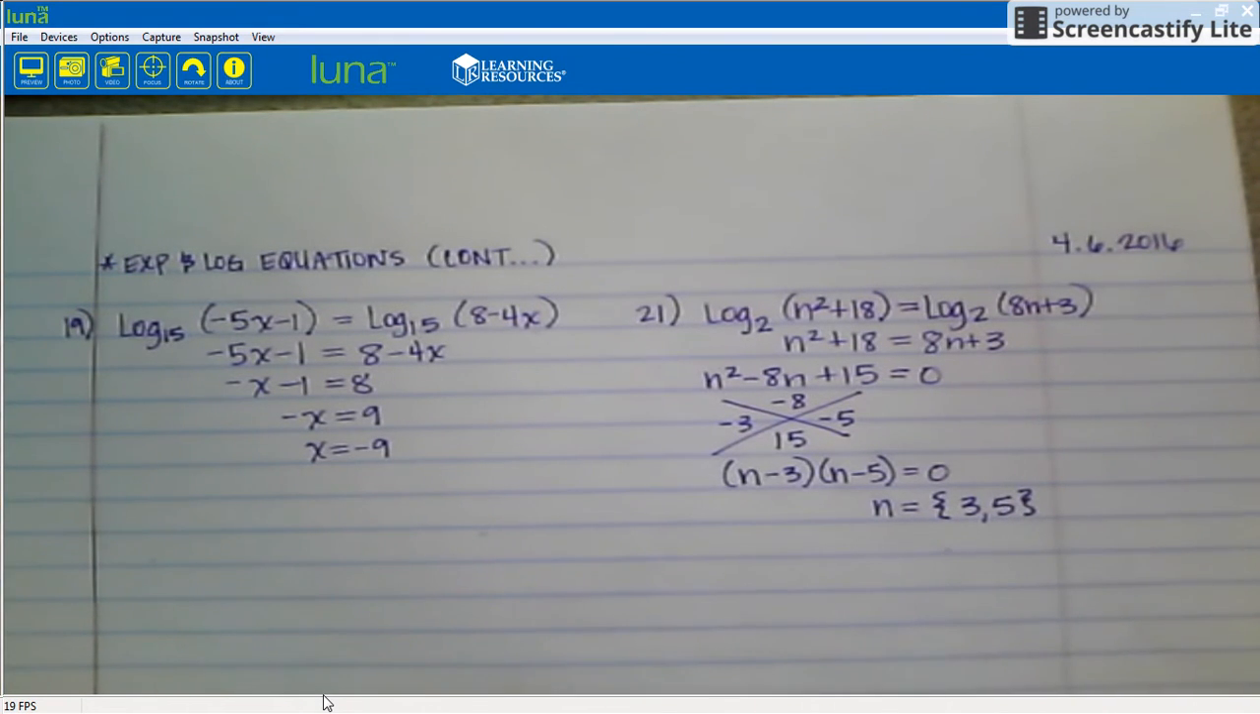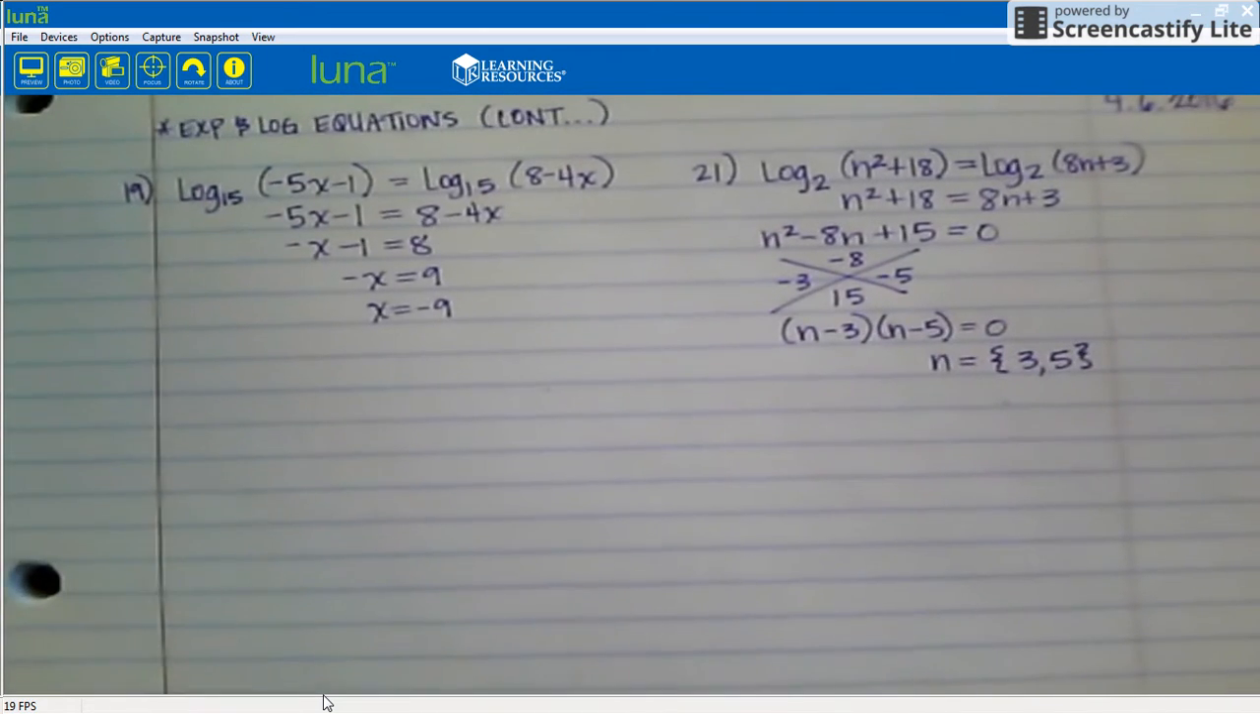And anytime you end up with more than one solution, you always want to substitute back in just to make sure that the solutions work and make sense. And if they don't, then that ends up being an extraneous solution and it's not a true statement.